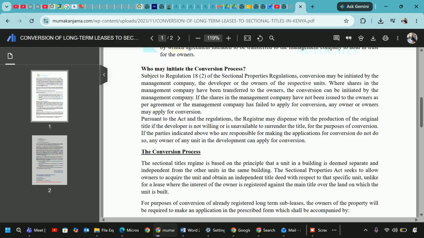Who may initiate? Owners, management company.